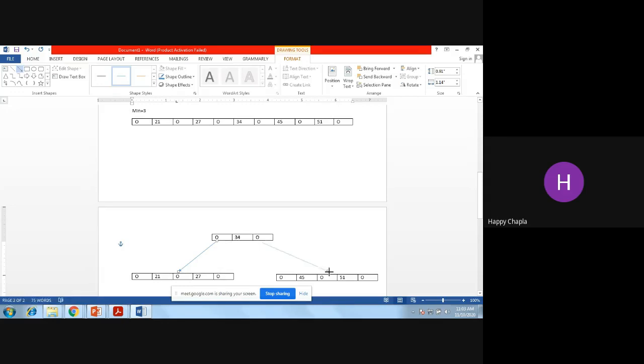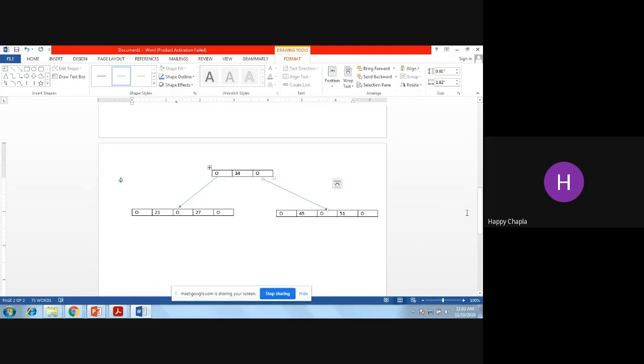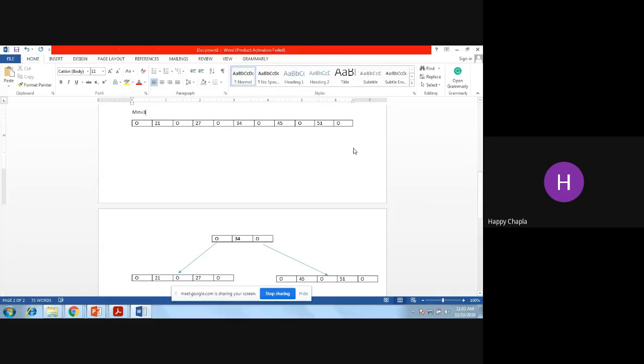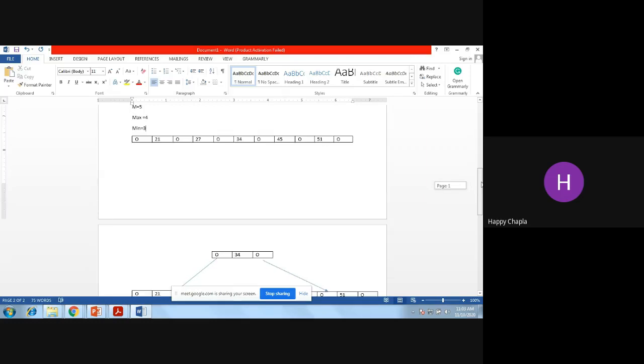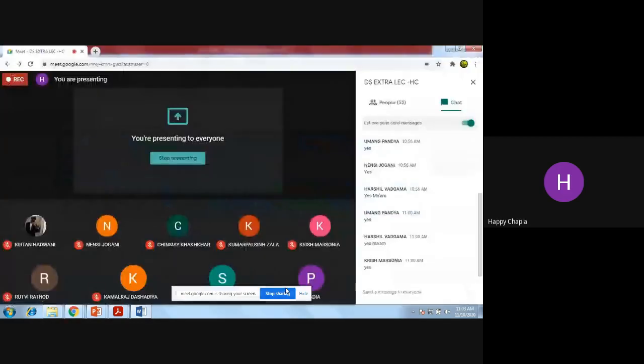You have to do this only if the node reaches the maximum. Otherwise, we can simply insert. This is the splitting. Why? Because this is full. Now, if I want to insert one more element, I cannot. So what we have to do is split it into two portions from the median value. Clear, what is splitting?